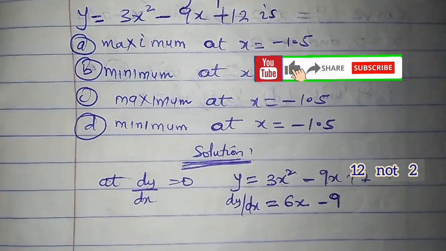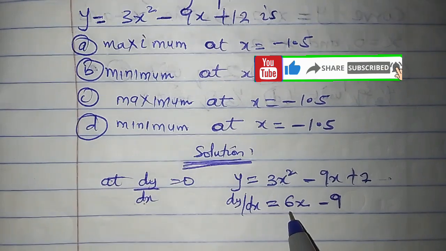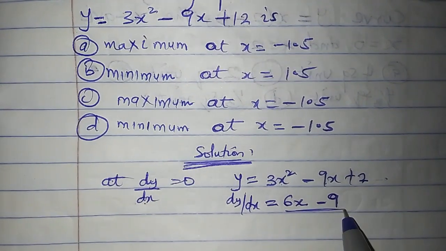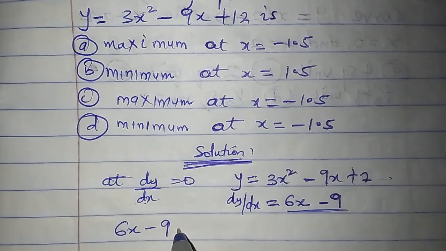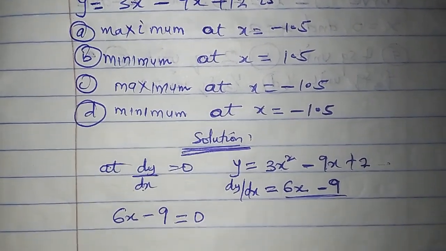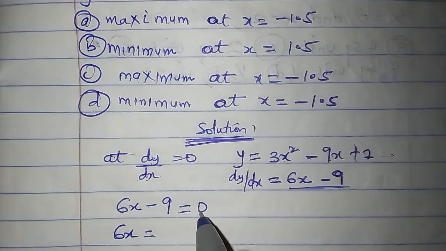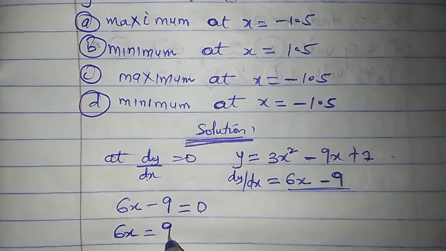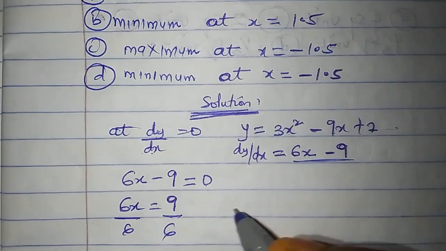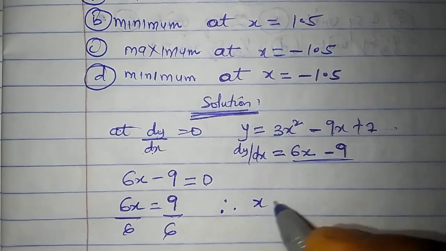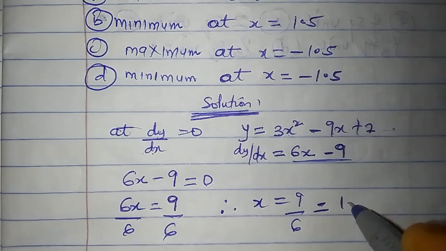Okay, so since a turning point occurs when dy/dx is 0, and this is our dy/dx, I will make this one equal to 0. That is 6x minus 9 is equal to 0. So I will solve. 6x is equal to 0 plus 9, which is 9. And divide both sides by 6. That means that x is equal to 9 over 6, and 9 over 6 is 1.5.